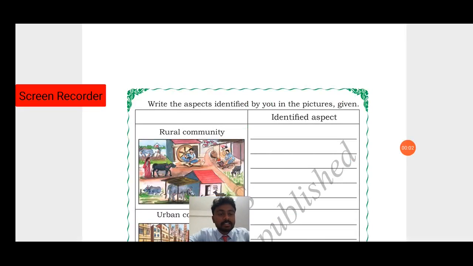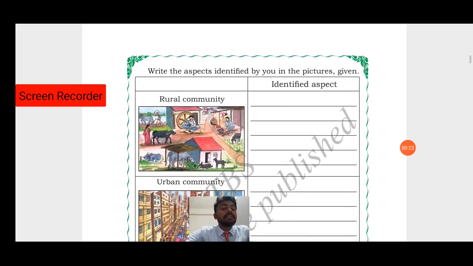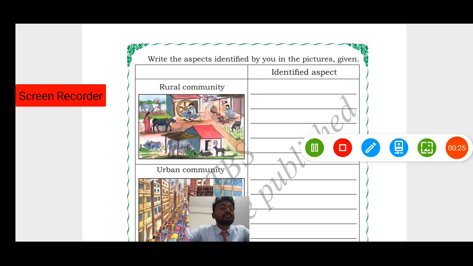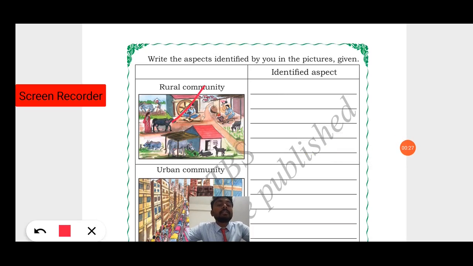See students, page number 33. Write the aspects identified by you in the pictures given. See students, in page number 33, there are two columns. One is a pictures column, another one is a writing column.